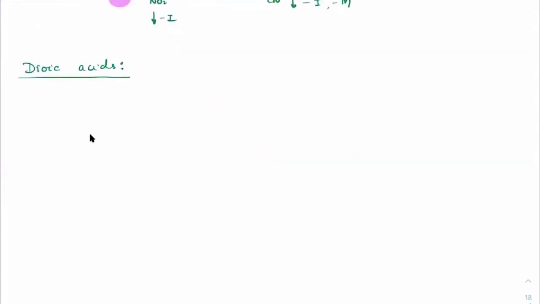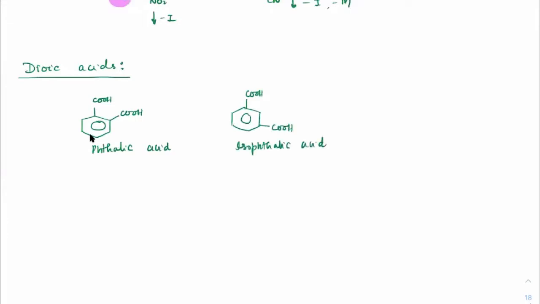In dioic acid, you need to check out both pKa1 and pKa2. For example, if you have phthalic acid, and I'm comparing that with isophthalic acid, each with two COOH groups. Now, when you compare both of them, what do you check? First, pKa1.